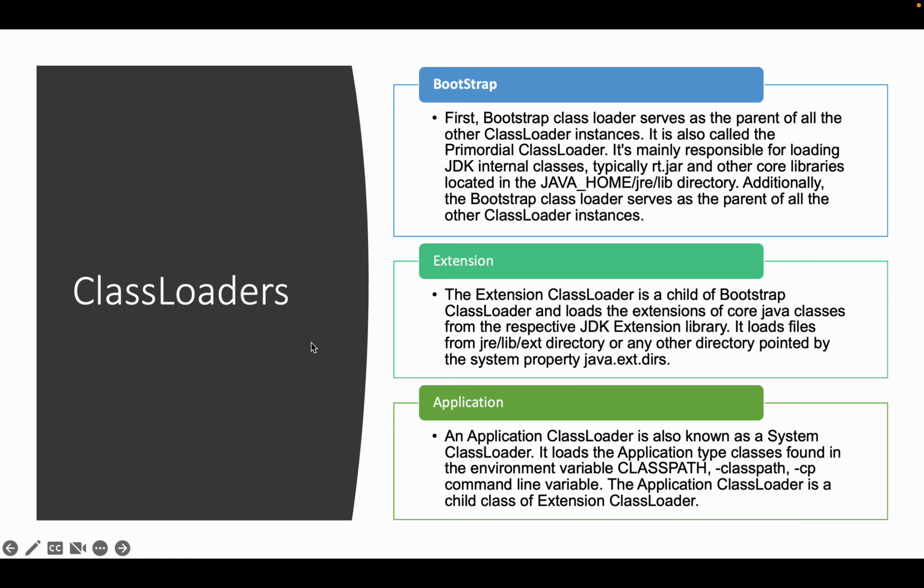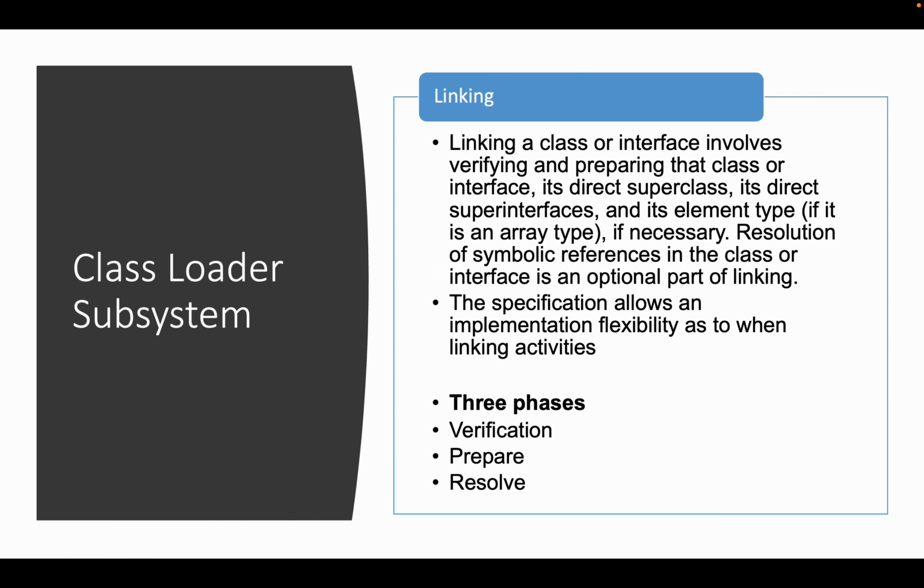And under the class loader subsystem we have linking. Linking a class or interface involves verifying and preparing that class or interface, its direct superclass, its direct superinterfaces, or its element type if it is an array type, if necessary. Resolution of symbolic references in the class or interface is an optional part of linking. The specification of the JVM allows an implementation flexibility as to when it should activate the linking activities.